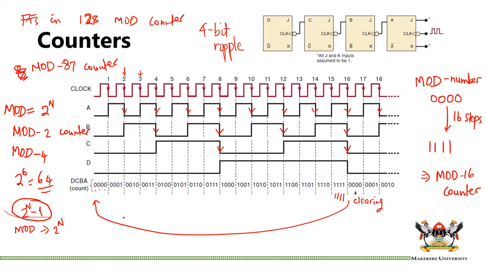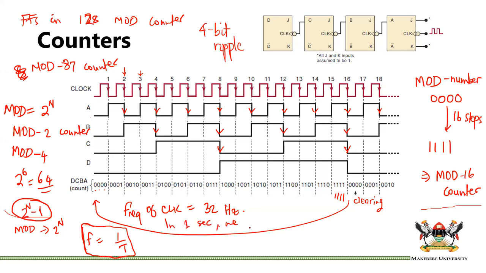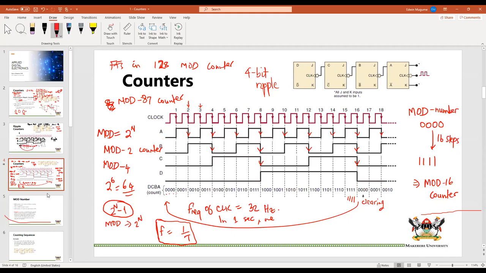Let's also look at something quite small here. Let's say the frequency of the clock is equal to 32 hertz. What is the frequency? Frequency is equal to 1 over T. Now, that means that in 1 second, we change... maybe I'm starting this wrongly. Let me just recap on that.